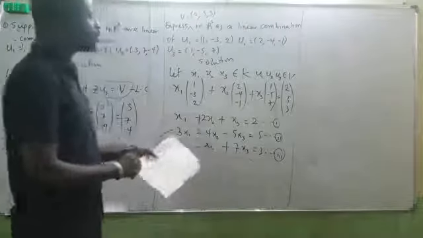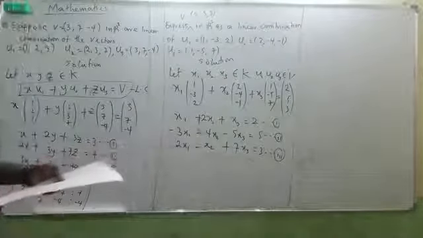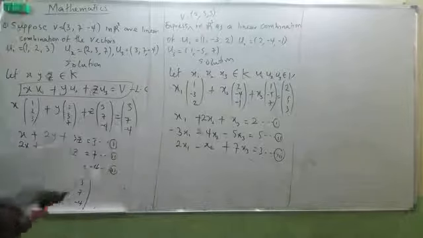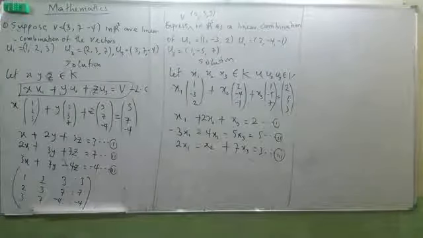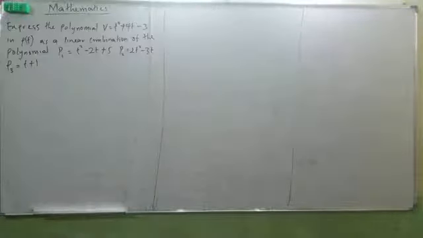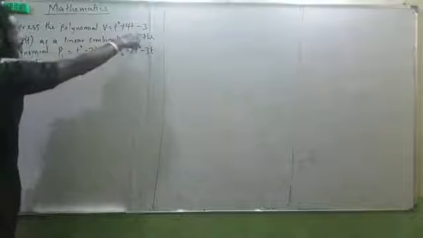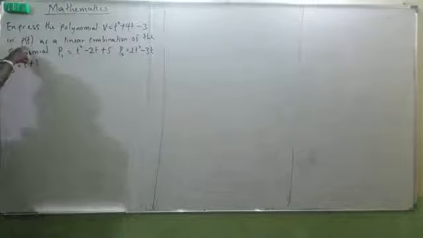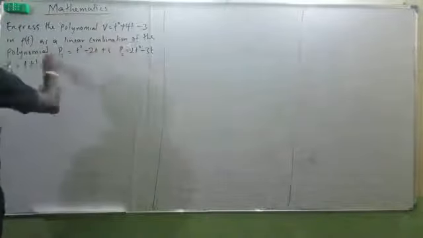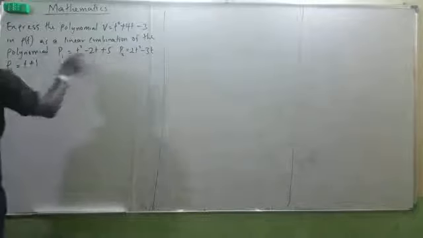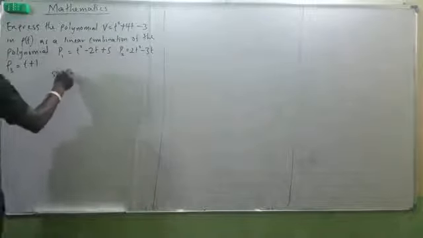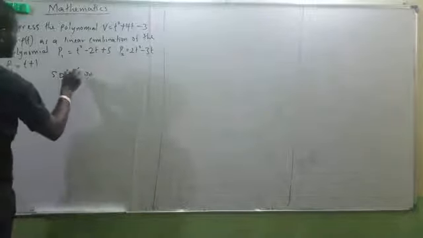Okay, there are some problems also that I need to show you. Look at this problem. It's another way. Express the polynomial v equals this in p of t as a linear combination of the polynomials p1, p2, p3. The solution to this problem is very simple.